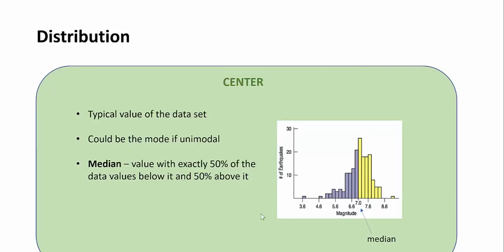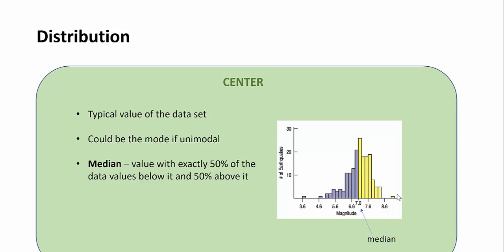For the center, remember that's the typical value of the data set. We would think about what the median is. So the median of this histogram actually is 7. Remember, that's not because this is the mode, that's actually the middle of the data, meaning that to the left is 50% of the data and to the right is the other 50% of the data.